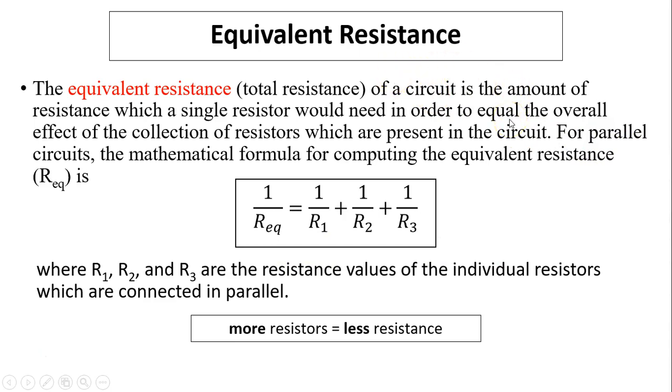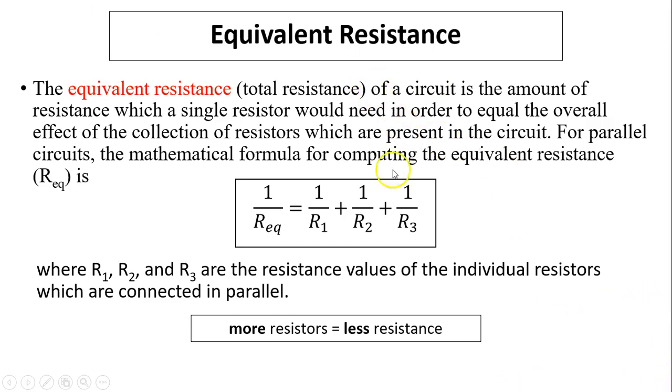Next one, let's take a look at equivalent resistance. The equivalent resistance of a circuit is the amount of resistance which a single resistor would need in order to equal the overall effect of the collection of resistors. That means we can replace every single resistor with one resistor. The resistance of that resistor is called the equivalent resistance. For a parallel circuit, the formula for computing the equivalent resistance is: 1 over R equivalent, or R total, equals 1 over R1 plus 1 over R2 plus 1 over R3, and just keep adding, where R1, R2, R3 are the resistance values of the individual resistors connected in parallel.